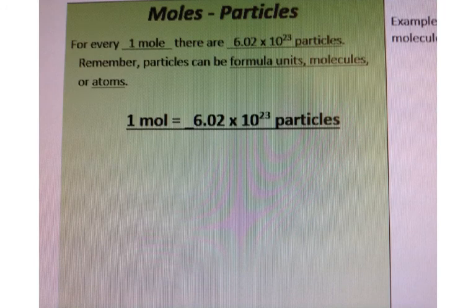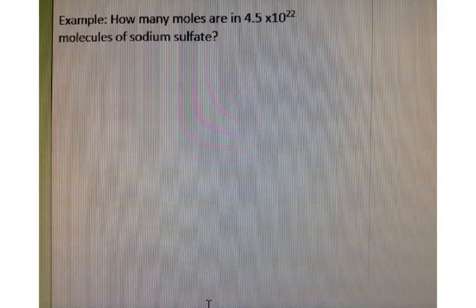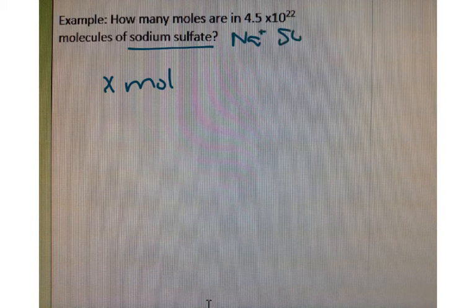All right, as we've stated time and time again, we know that 1 mole is defined as 6.02 times 10 to the 23rd particles. So now in order to do a conversion with that, if we're trying to find out how many moles of sodium sulfate I have, sodium is Na with a +1, sulfate is SO4 with a -2, so when you cross multiply you get Na2SO4.